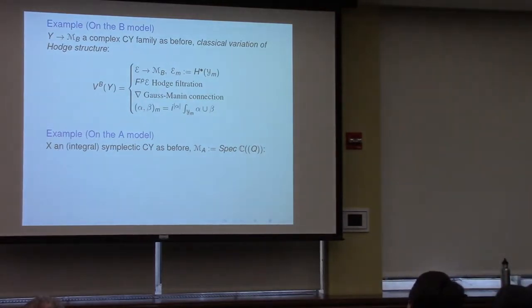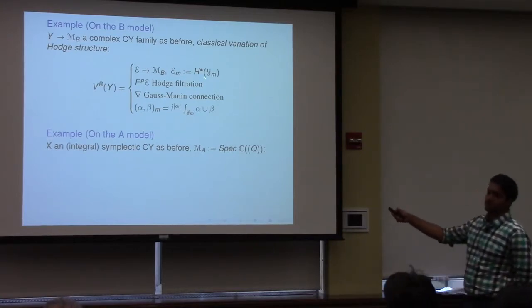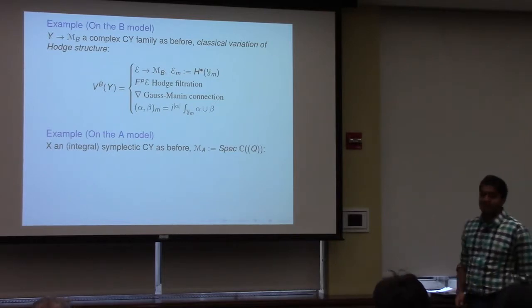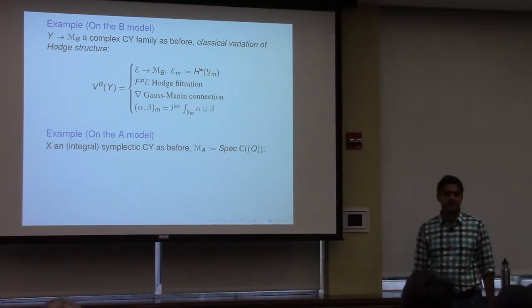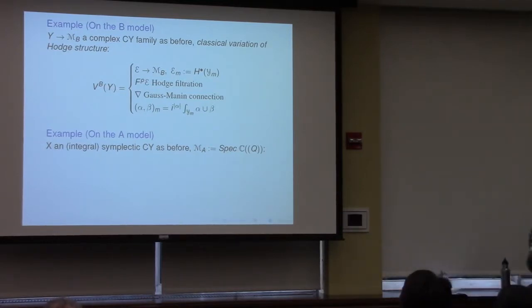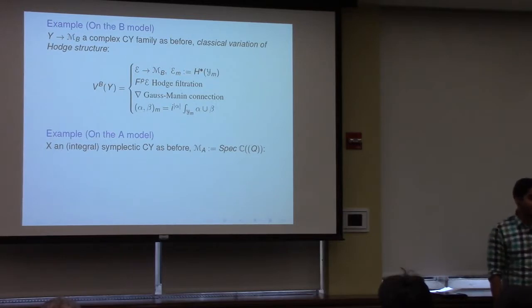So what that means is the vector bundle that we look at is the family of cohomologies of the fibers. The filtration on this vector bundle is the actual Hodge filtration. The connection is the canonical Gauss-Manin connection that exists whenever you have such a situation. And this pairing, up to some constant, is the integration pairing.